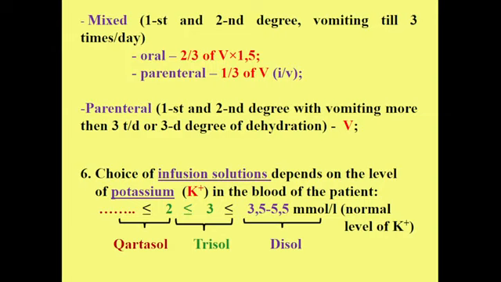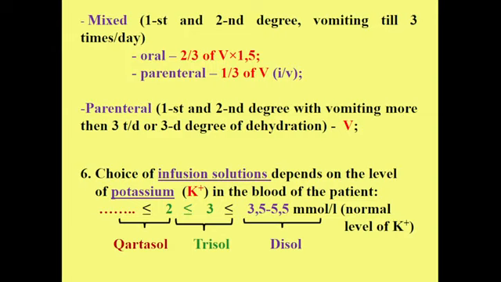First and second degree with vomiting up to 3 times per day: oral rehydration is 2/3 of the volume, multiplied by the constant 1.5. Parenteral is 1/3 of the volume, intravenous. So if you calculate that your patient needs, for example, 3 liters, because 2 multiplied by 1.5 will be 3 liters, you give it orally.